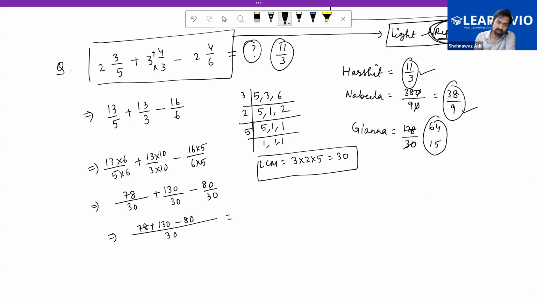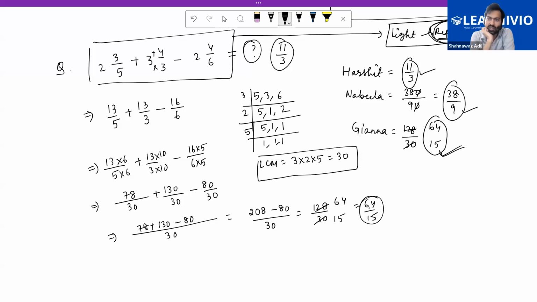So what would be this thing, right? So this is 8, and this is 7, 3, 10, and then 1, so 2 minus 80 divided by 30. So what is this thing? So 8, 1, 2 by 30. So you see that Gianna's answer is correct. Right? Is it clear, guys?